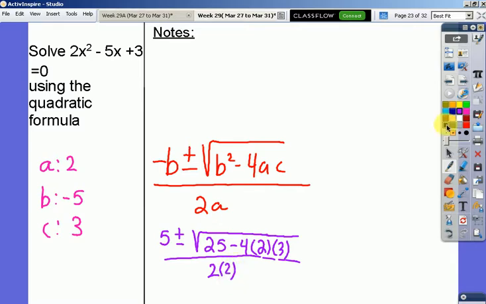Plus or minus, because we should have two answers, right? If it's 1 or 2, unless it's no real solutions. So 5 plus or minus the square root of 25. What's 4 times 2 times 3? 24. 25 minus 24, all over 4.